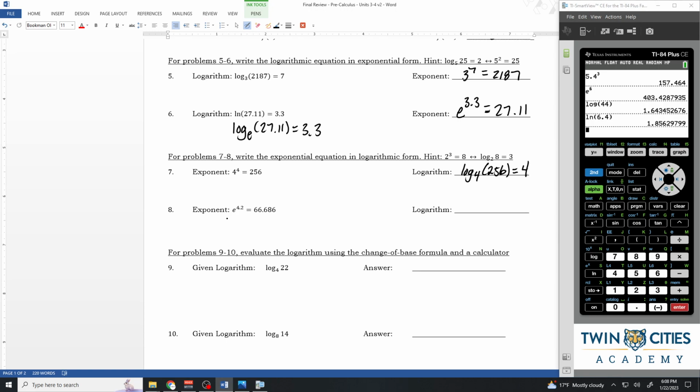And the same here. The base of my logarithm is the base of my exponent. This is e to the power of 4.2. So I could say log base e, or just natural log. Left to right, right to left. The natural log of 66.686 is equal to 4.2.